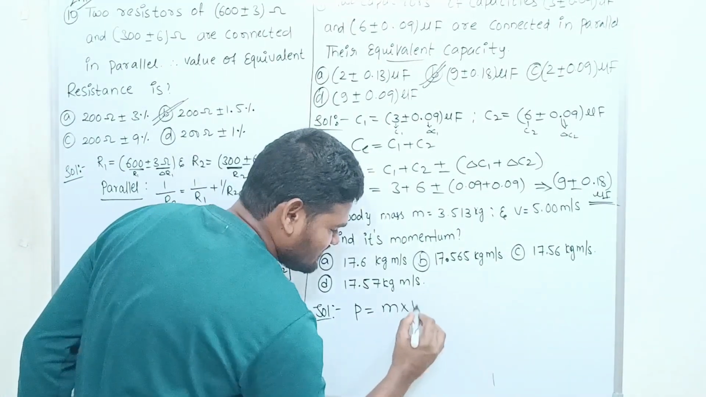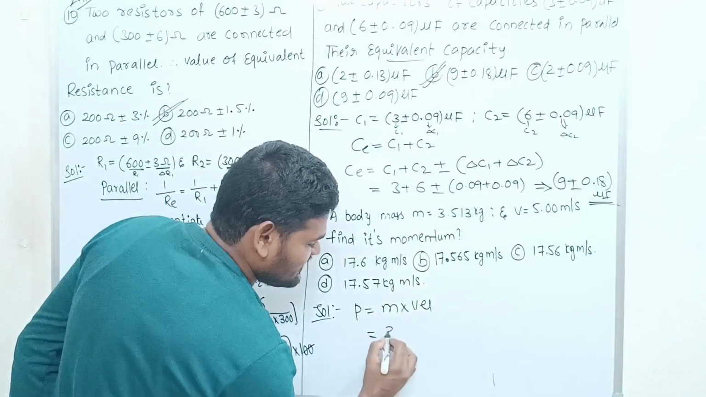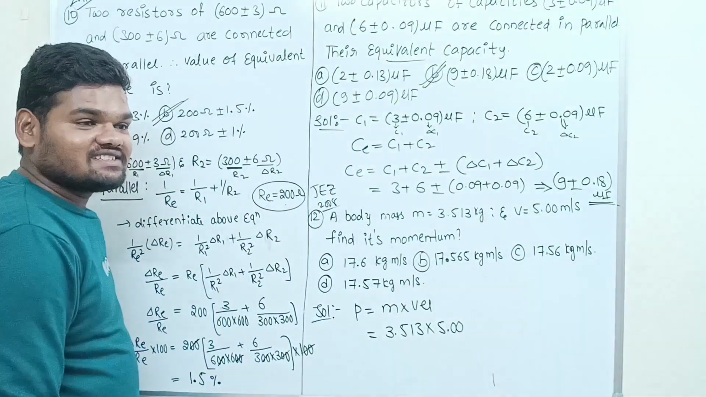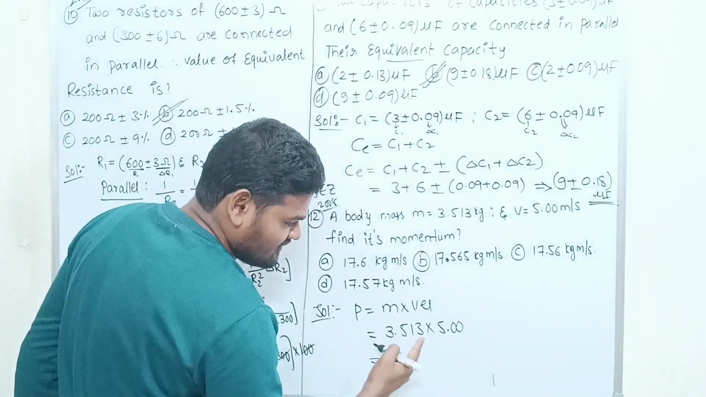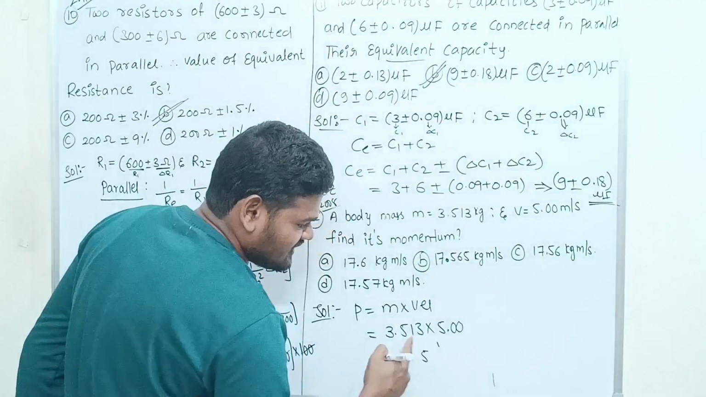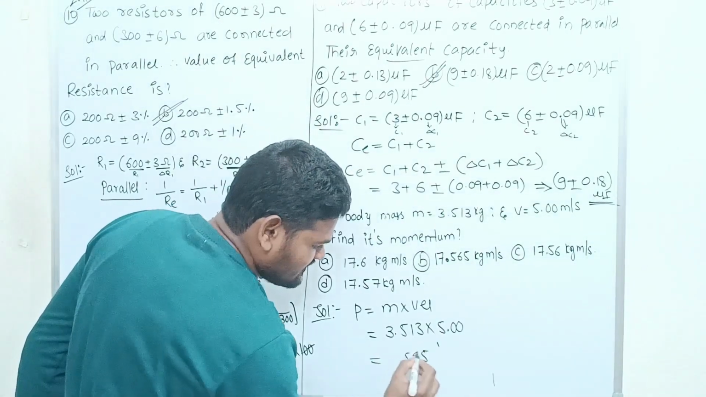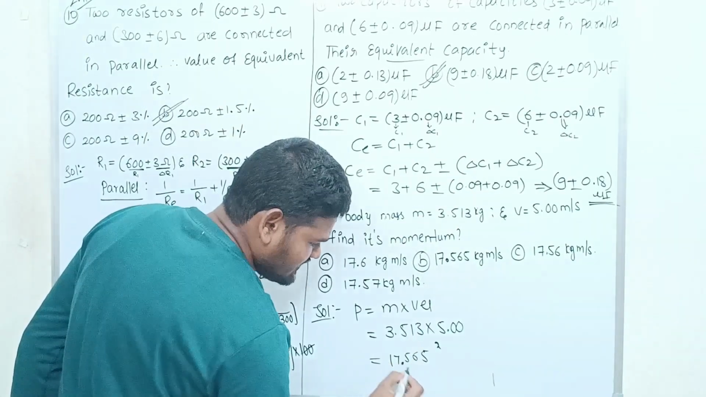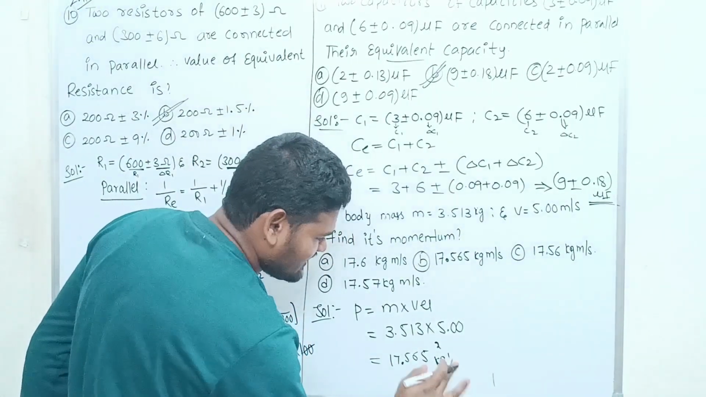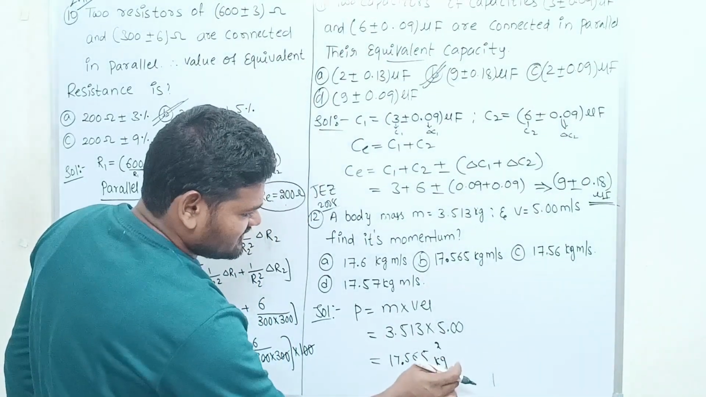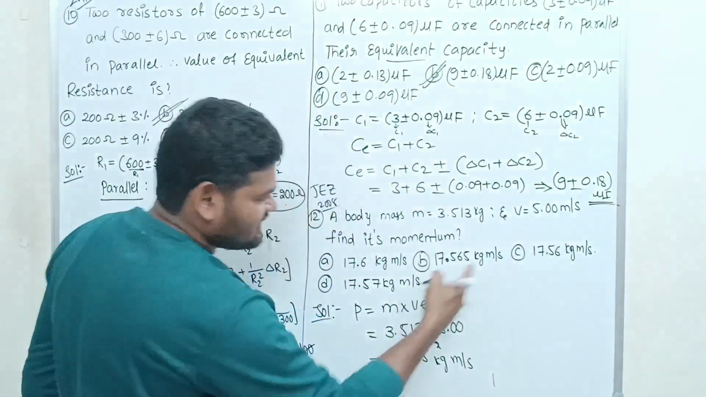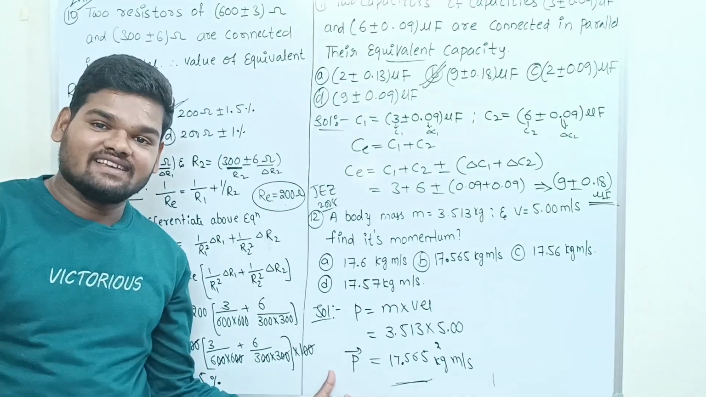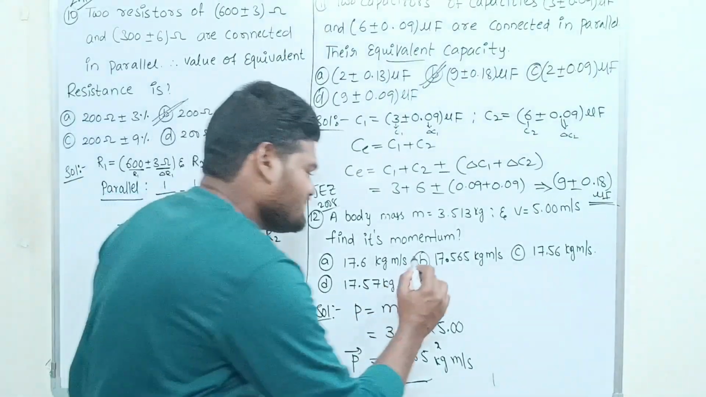Momentum P is equal to mass into velocity. Mass is 3.513 into velocity 5.00. Multiplying 5 into 3.513 gives 17.565 kg meter per second. The SI unit of momentum is kg meter per second. So this is momentum. Easy question. Option B is the right answer.